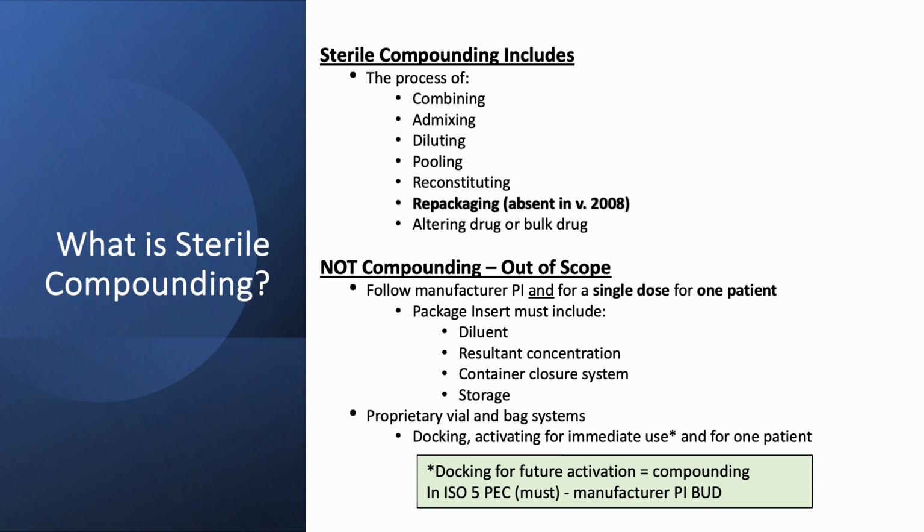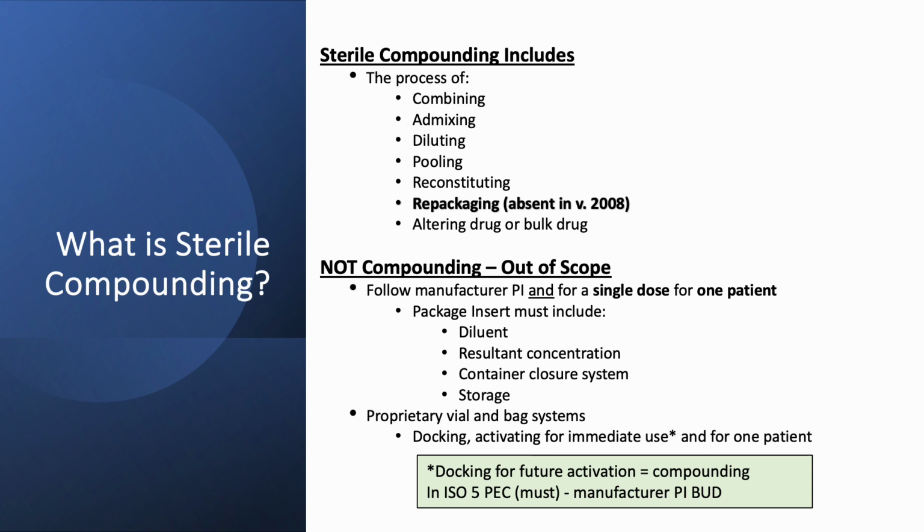So what is out of scope and not considered compounding? Well, if we follow the package insert of a manufacturer and it's for a single dose and for one patient, then this is not considered compounding. But there's a few things we must remember. Again, it has to be for a single patient and a single dose. Also, the package insert must include the diluent to be used, the resultant concentration, the container closure system to be used, as well as storage conditions. If these do not exist in the package insert, then this does not apply and it would be considered compounding.